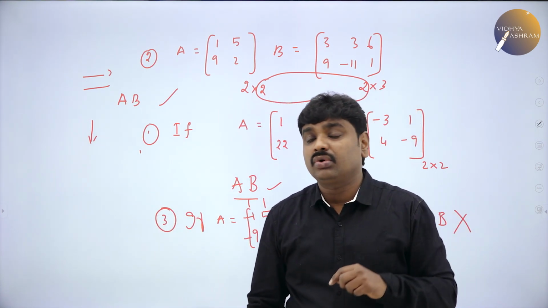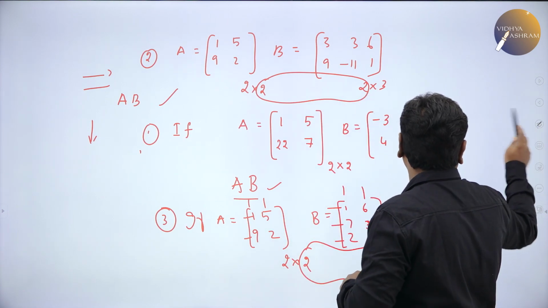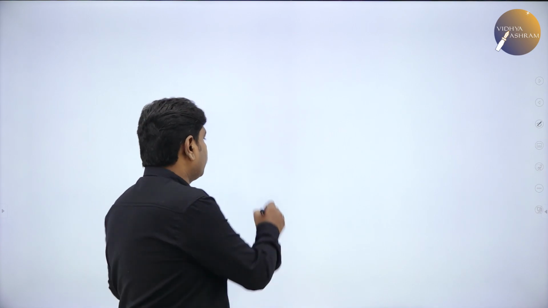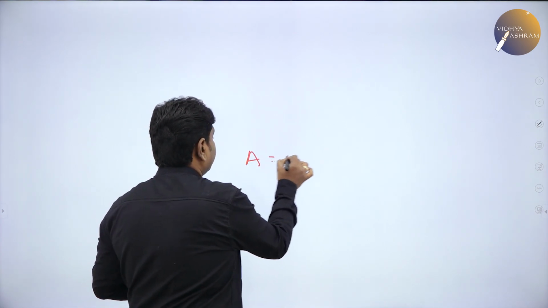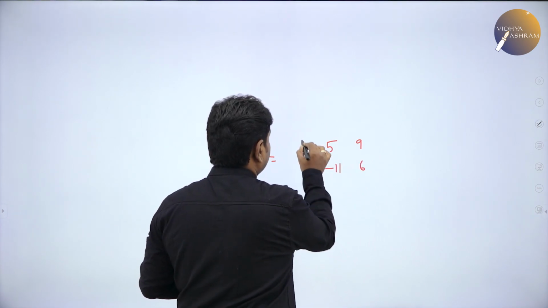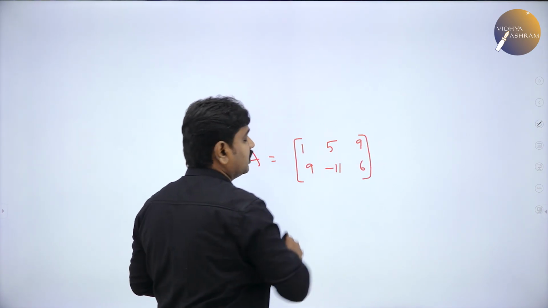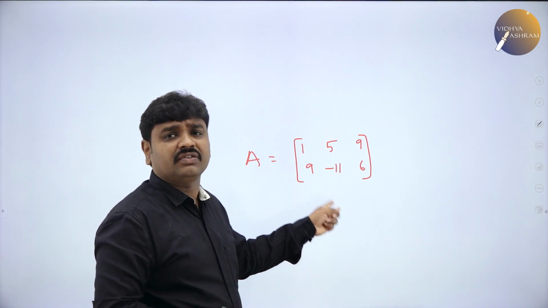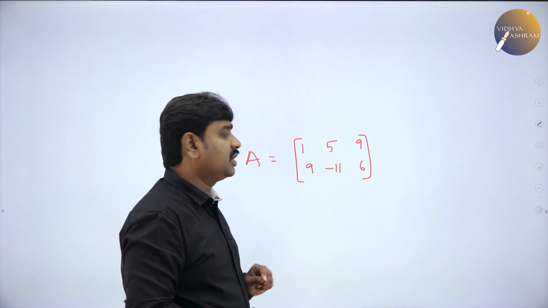Before we go to multiply, first you should know what the order of a matrix is. The order is the number of rows into the number of columns. Now first tell me the order of this matrix: 1, 5, 9, minus 1, 1, 6. If you can tell the order, then I can continue. How many rows are there? How many columns are there?